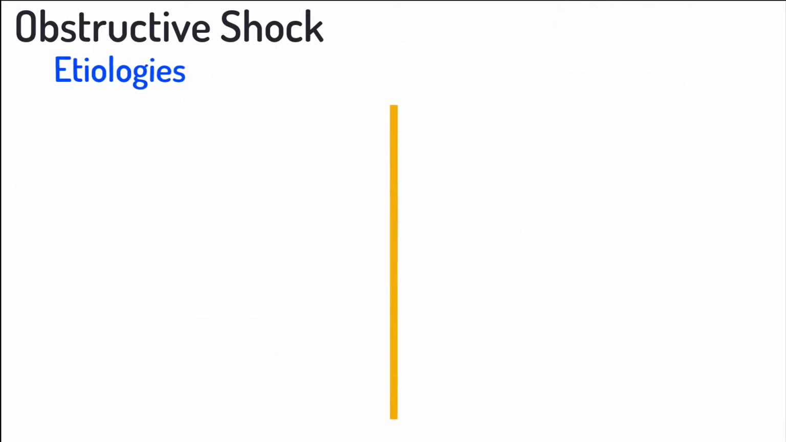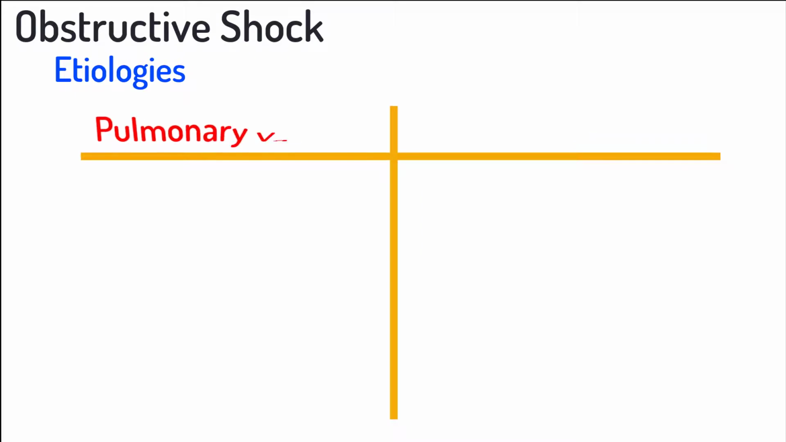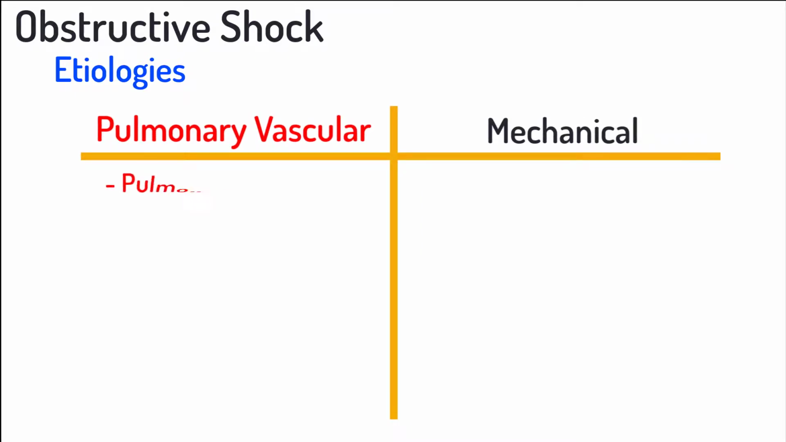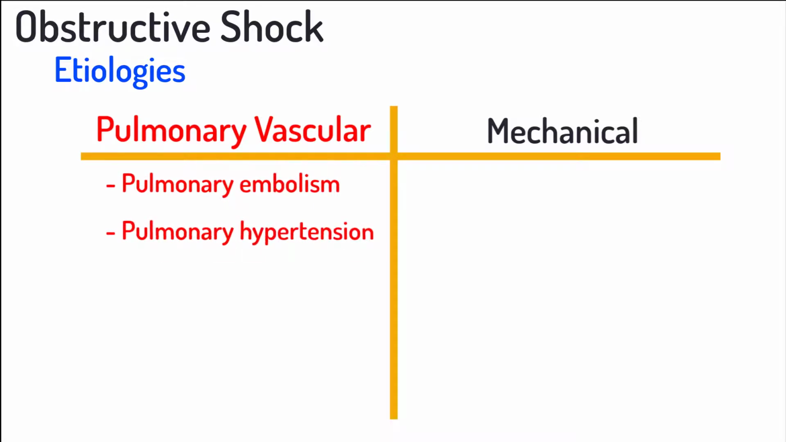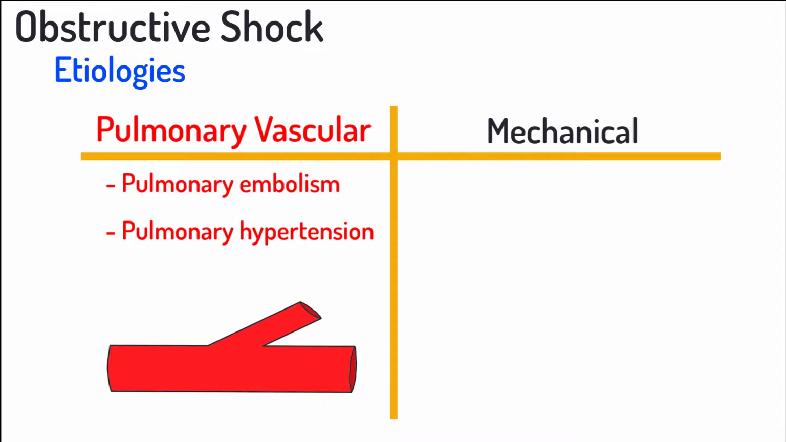Causes of obstructive shock are generally categorized as pulmonary vascular or mechanical. Notable pulmonary vascular causes include pulmonary embolism and pulmonary hypertension. In both cases, high resistance in the pulmonary vascular circuit cannot be overcome and right heart failure ensues.